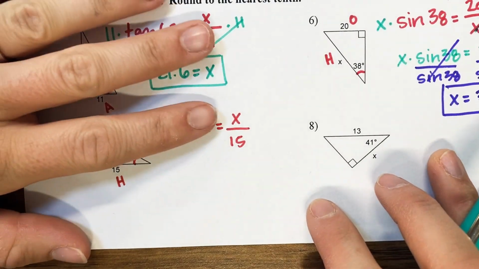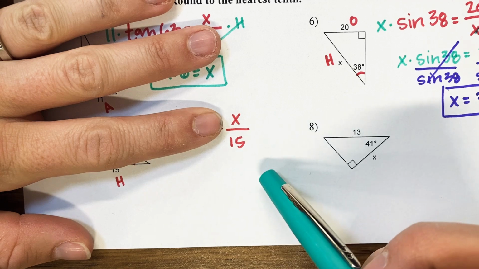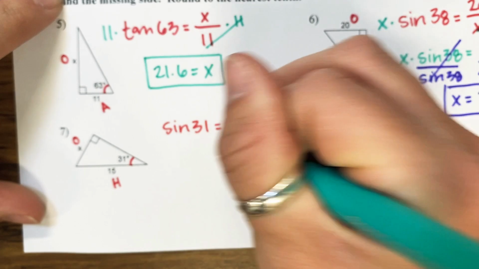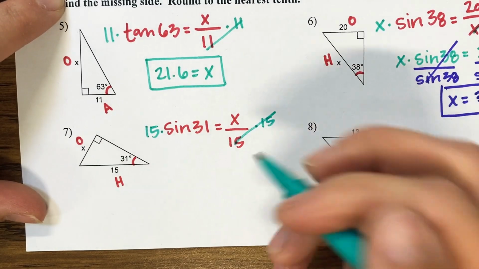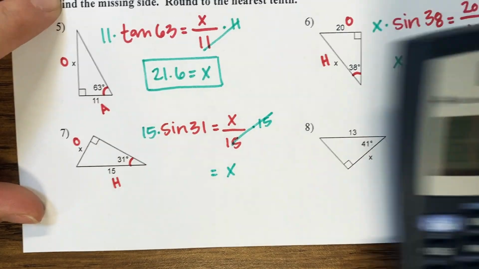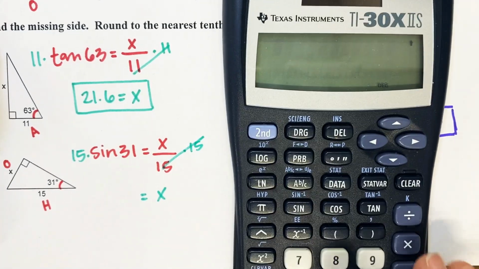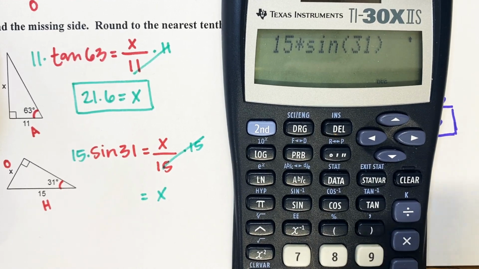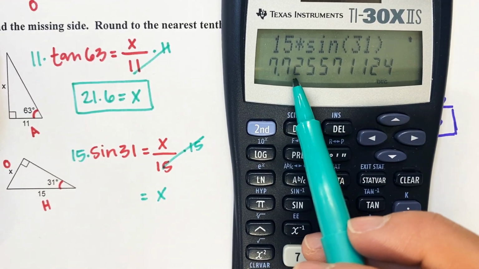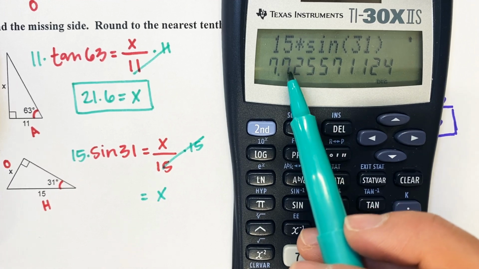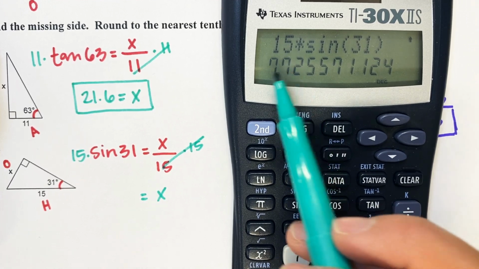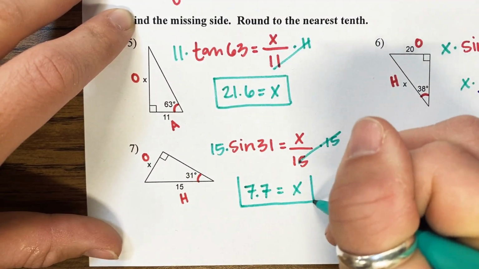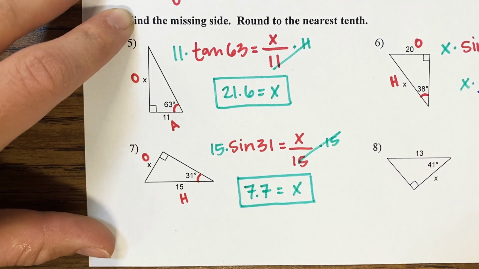Okay, this is the nice ones because there's only one step to get my x by itself. What's the opposite of divide by 15? We're going to multiply by 15. So x is all by itself on this side. Just got to punch it into our calculator. 15 times sine of 31. I get 7.72. The 2 is below 5, so that 7 is going to stay the same. So our final answer is 7.7. Beautiful.